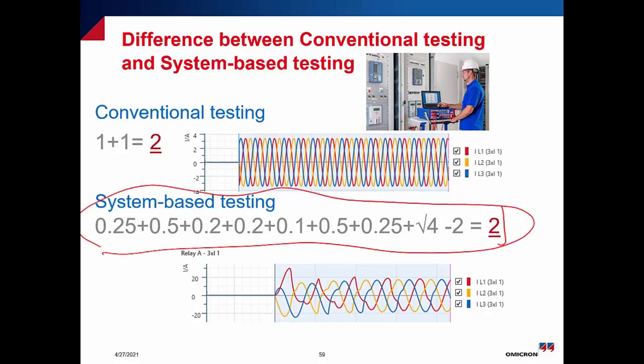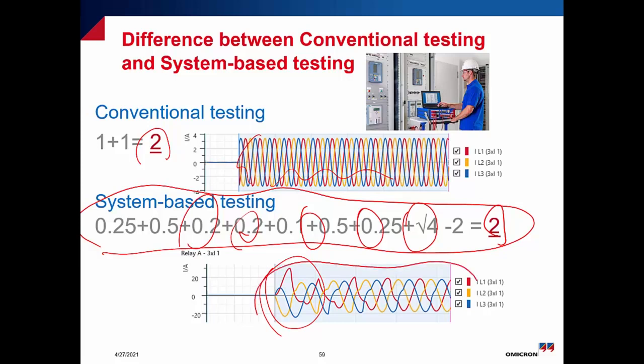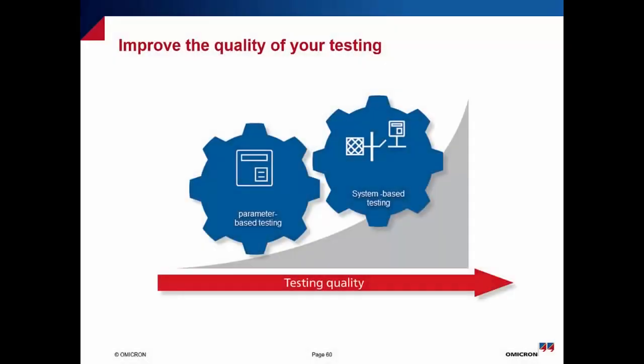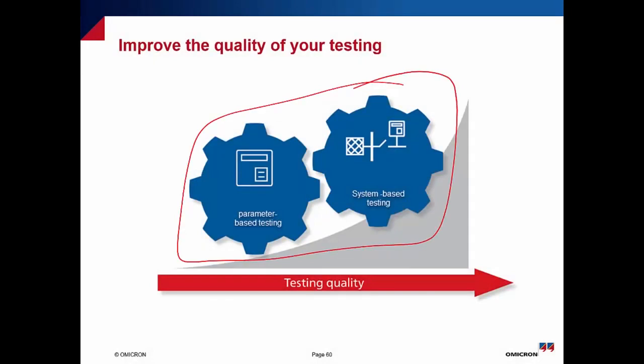It is the same value as the conventional, but we consider a lot of other reality like CT saturation, some distortion. It's not pure sinusoidal, very clear to the relay, but here we consider a lot of factors which the relay will see during the normal life, due to the real life. That's why the new approach should complete the solution, and side by side the conventional or the parameter-based testing with system-based testing will increase the quality of the testing for sure.